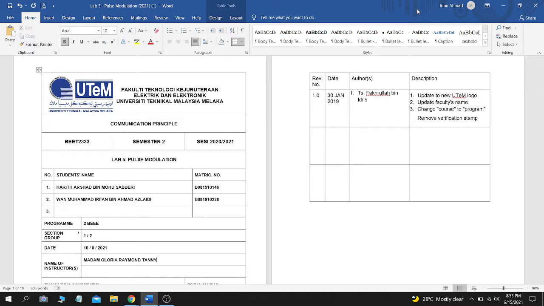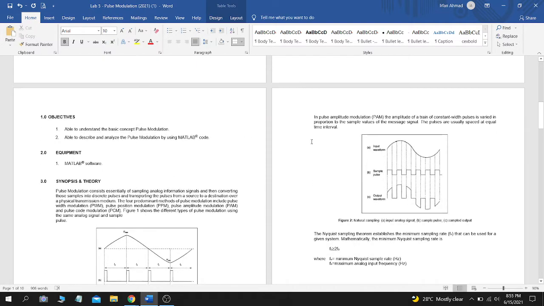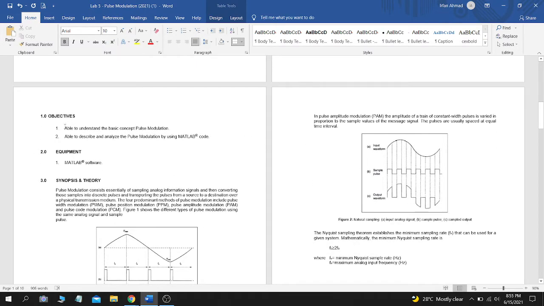My name is Muhammad Irfan and my groupmate is Hari Arshad. Today we would like to present Lab 5, pulse modulation, for the subject Communication Principle. Firstly, the objectives. First, to understand the basic concept of pulse modulation. Second, to describe and analyze pulse modulation by using MATLAB code. The equipment that we use is MATLAB software.